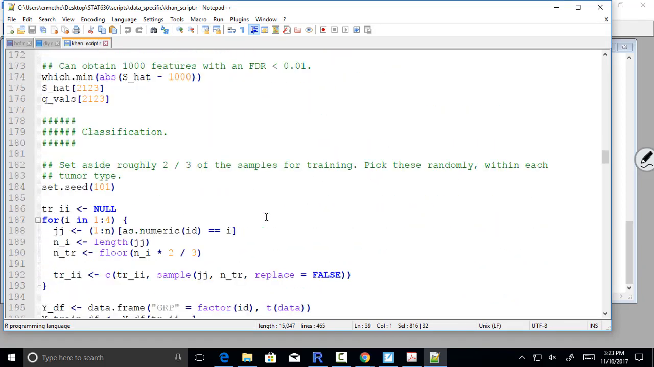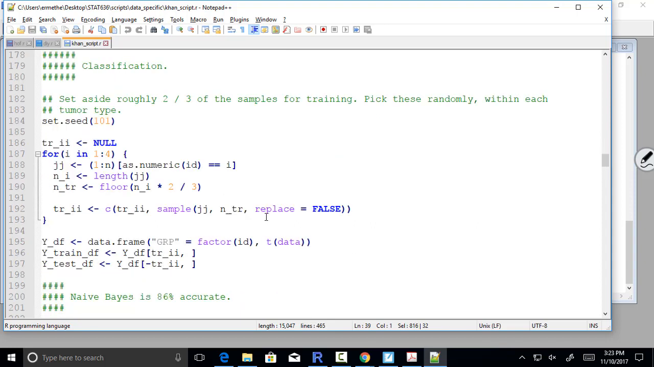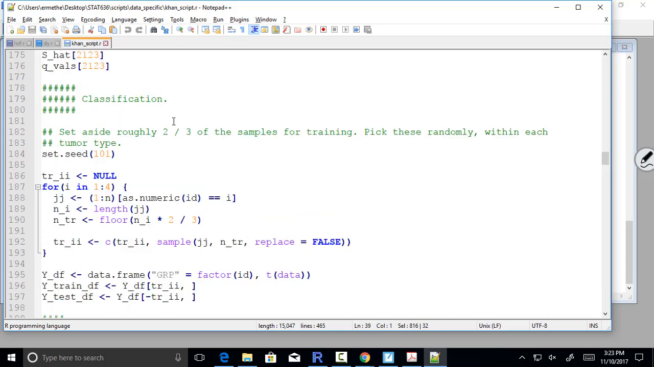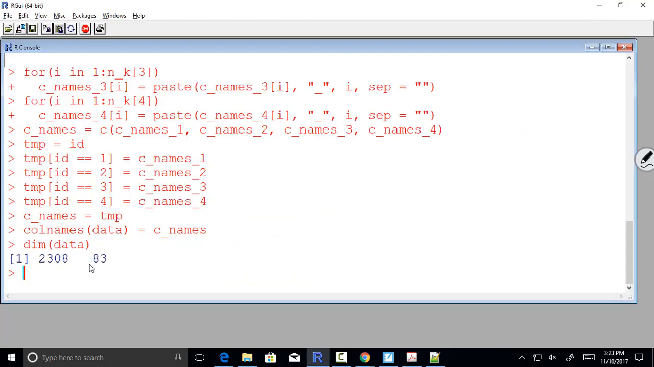There's more in this script than we need. I'll show you where the most relevant stuff is. So I'm actually interested in characterizing these data as 83 by 2308 instead of 2308 by 83. Has to do with the type of data these are, how they're organized. But these data, we have 2,308 variables, and we have 83 individuals.